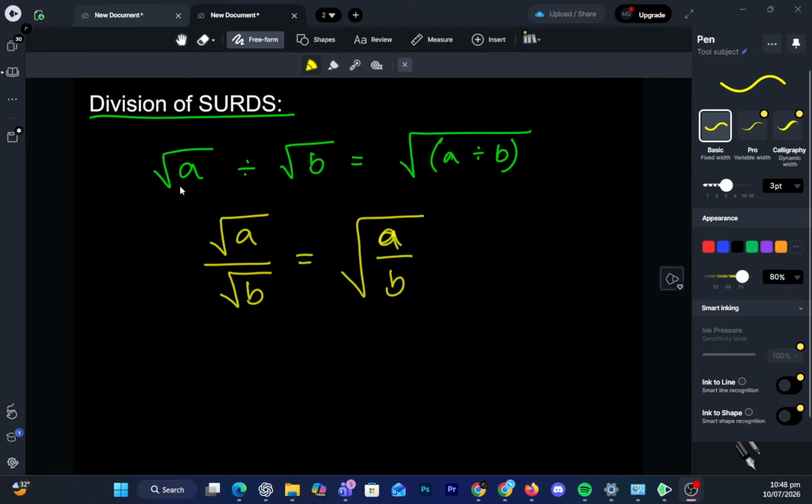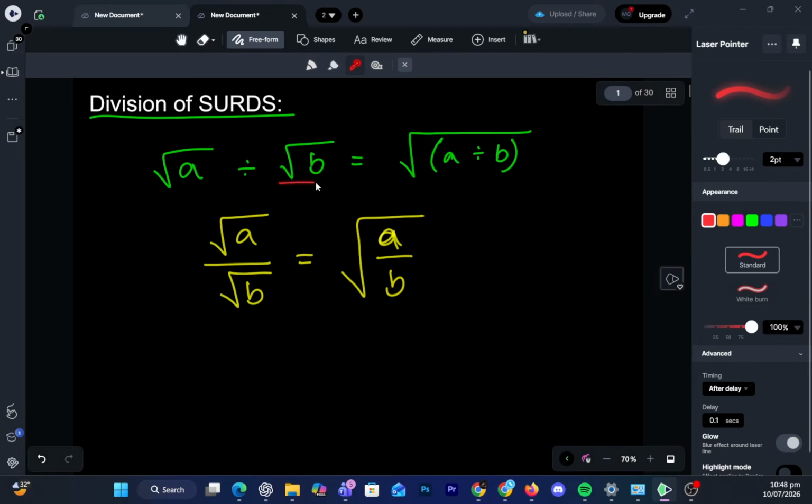The rule is: under root a divided by under root b is equal to under root a divided by b. So that is a very simple rule. After that, we simplify the answer if possible.